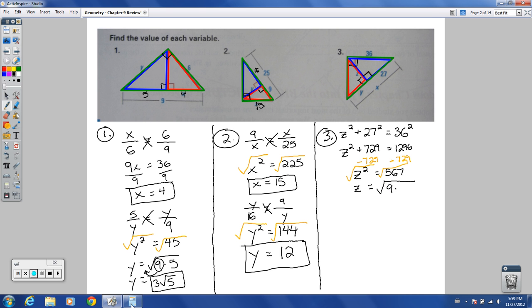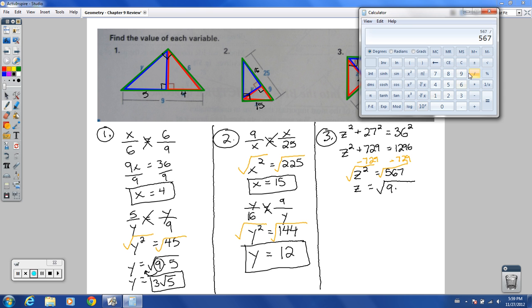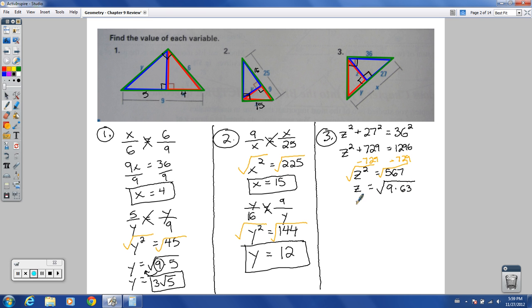I know 9 is going to go into there, and I don't know how much off the top of my head, so I'll try that. It looks like 63. So I can say this is the same thing as that. If I wanted to go one step farther, I could take out another 9 from this. So I have 9 times 9 times 7. And I know 9 times 9 is 81.